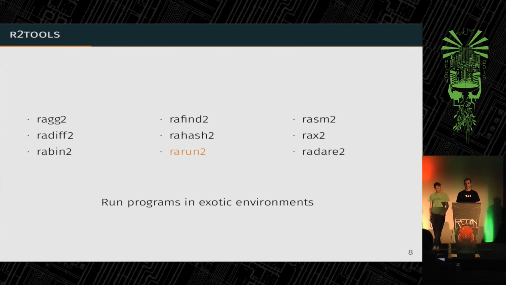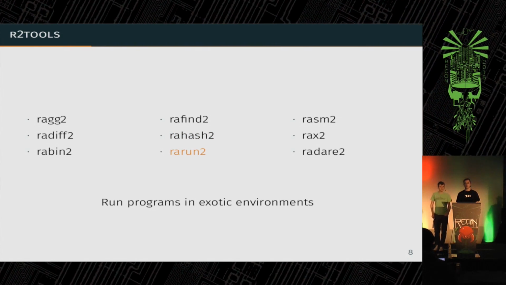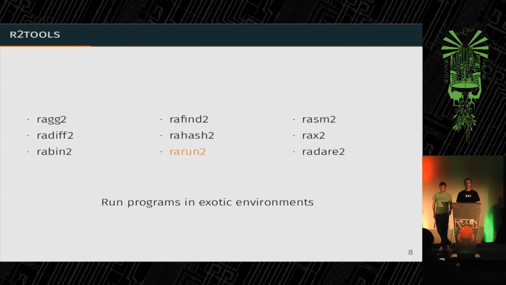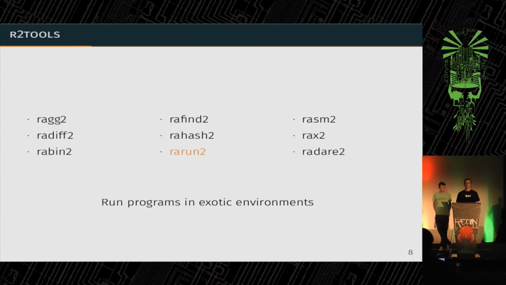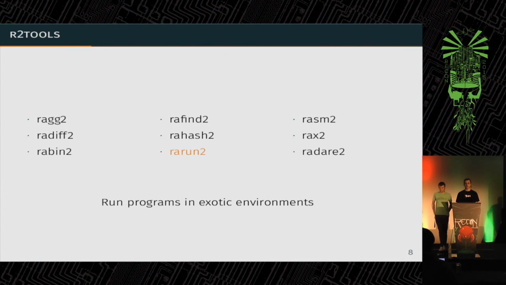Rarun2 is pretty useful when you're doing CTF, for example, because you can run a program in an exotic environment, like you can redirect stdin, stdout to a socket, or put some weird UID on it, or whatever. It is meant to control completely the environment of the binary execution.